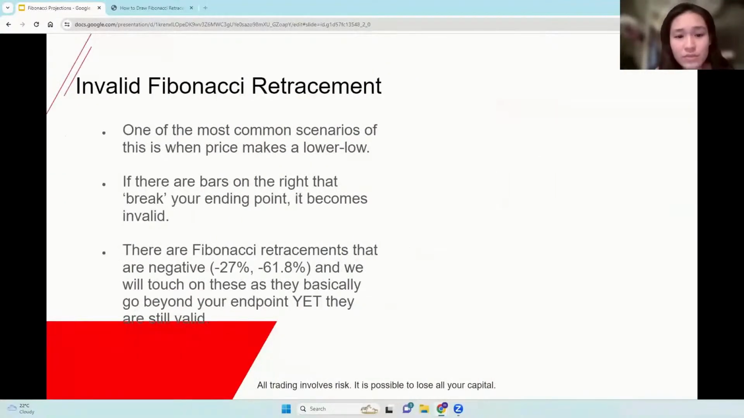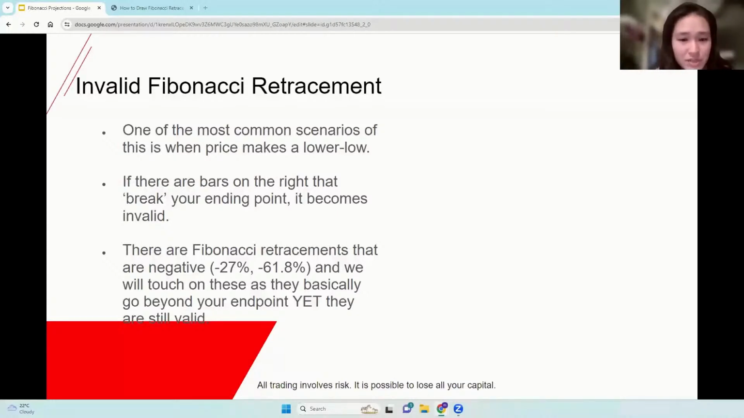So you can also draw invalid Fibonacci levels. In this case, we're talking about invalid Fibonacci retracement levels, because this tends to be more common than an invalid Fibonacci projection level. One of the most common scenarios of this is when price makes a lower low. Assuming you are drawing a Fibonacci retracement from the top to the bottom, it will make sense for price to make a lower low. I'll show you an example in the next slide. But if there are bars on the right that break your ending point, it becomes invalid.